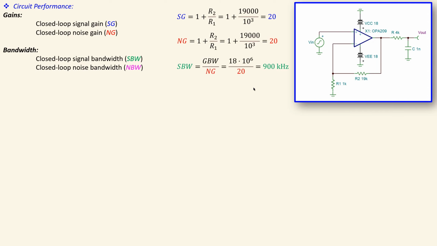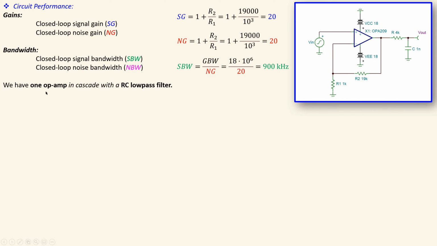If you just look at the datasheet of the op-amp and then just ignore this part of your circuit, of course we cannot ignore it, but just for the first step, then we can use this formula: signal bandwidth is equal to gain bandwidth product over the noise gain. So if you do the math, just substitute the values from the datasheet and also the noise gain, you will have 900 kilohertz. That will be the case when you don't have this external low pass filter.